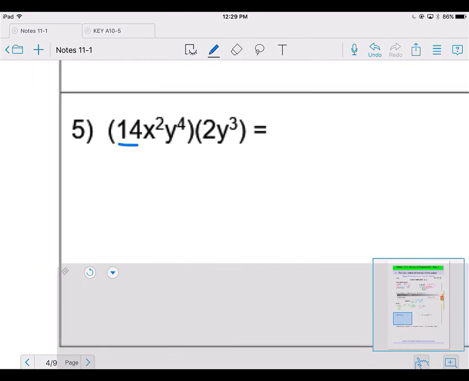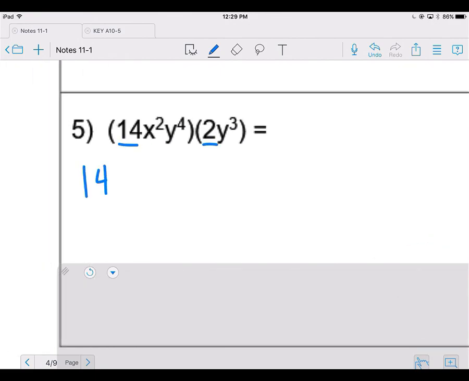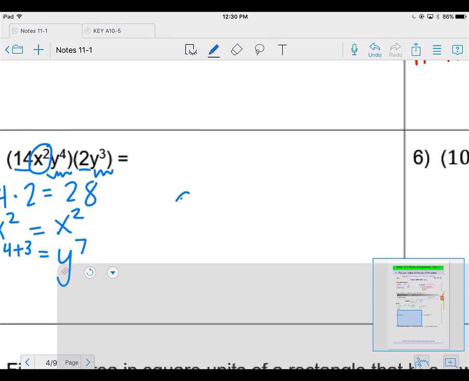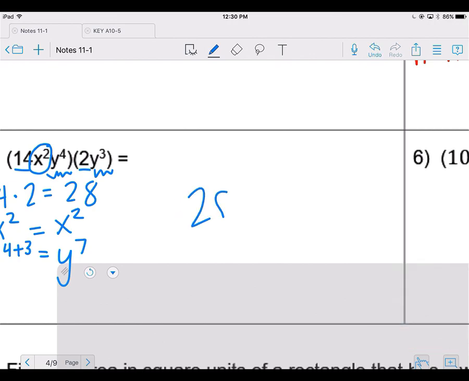For problem 5, multiply the big numbers. 14 times 2 is 28. Now, I have x squared here. I do not have any more x squared, so my x squared will stay the same. And then this is kind of like combining like terms. Y to the 4 plus 3 will give me y to the 7, so we have 28 from the big numbers, x squared stayed the same, and then y to the 7th.